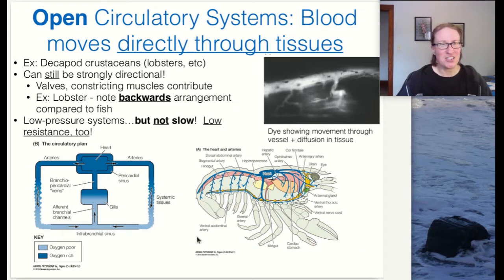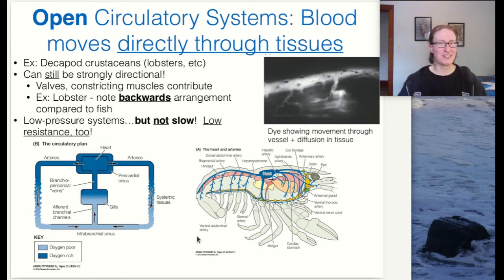Now let's change gears a little bit and take a look at open circulatory systems. So everything we've talked about so far has dealt with closed circulatory systems. Blood stays in vessels, it never leaves those vessels. In open circulatory systems, it turns out that doesn't have to be the rule. You can also have blood that can move directly through your tissues.